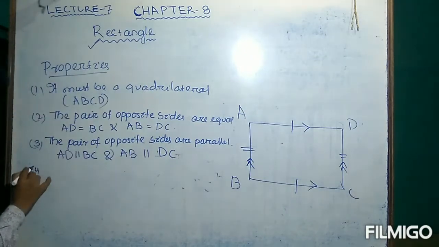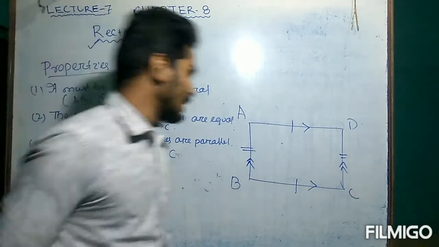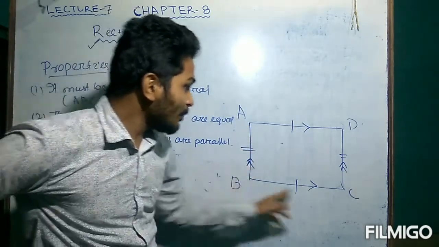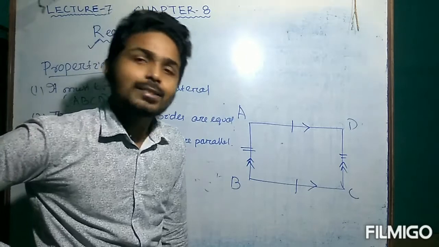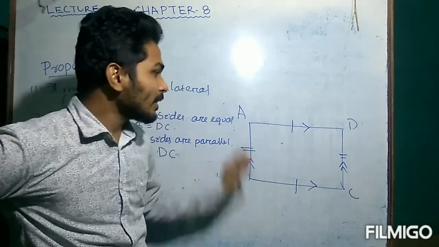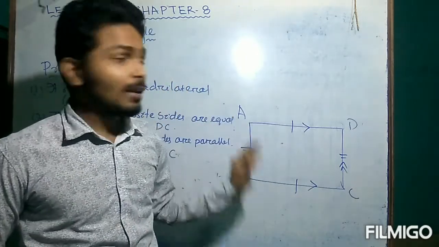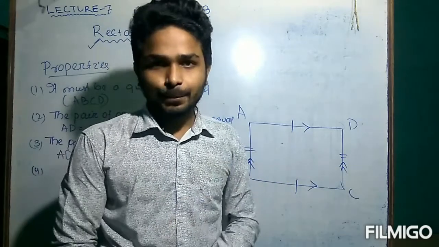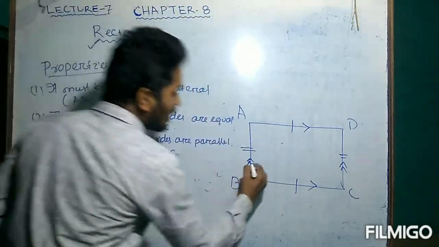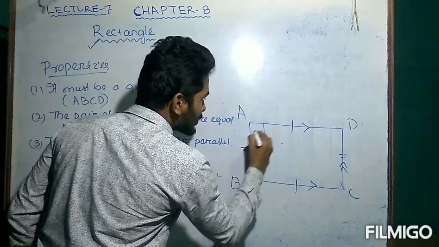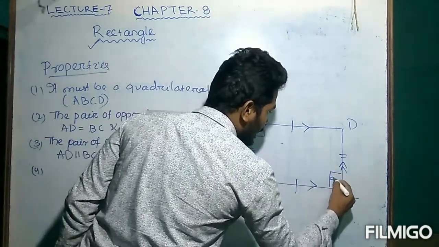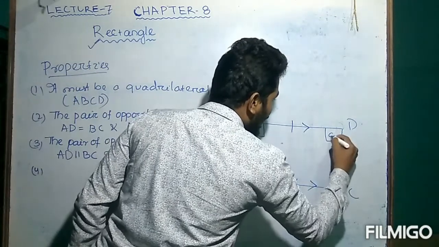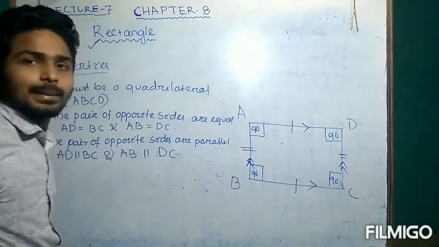Coming to the fourth property. The fourth property is that the number of angles, how many angles does the quadrilateral have? It has 4 angles. Now the value of each angle for a rectangle is 90 degrees. In case of a rectangle, angle A is 90, angle B is 90, angle C is 90, and angle D is also 90.